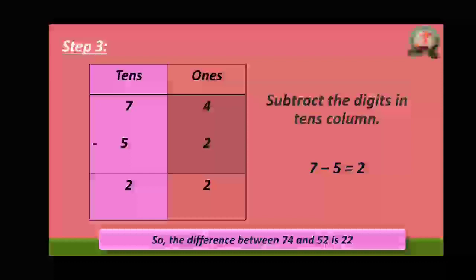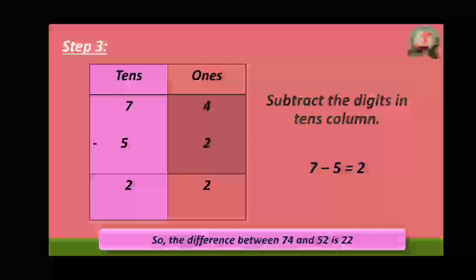The next step is to subtract the digits in the tens column. So we have subtracted in the ones column, and now in the tens column we have 7 and 5. So 7 minus 5 is equal to 2. So the difference between 74 and 52 is 22. Are you all clear about the last class?